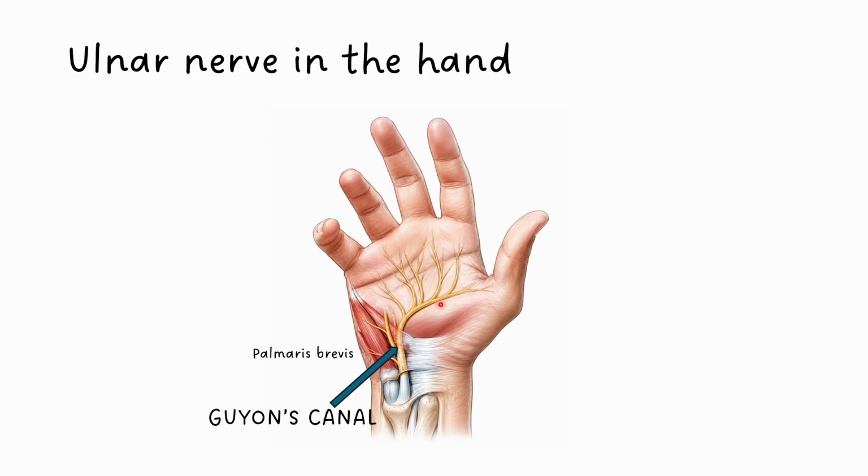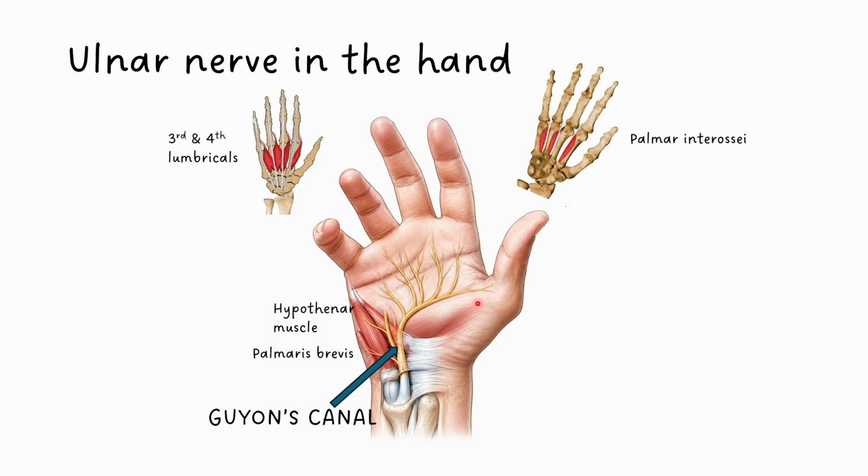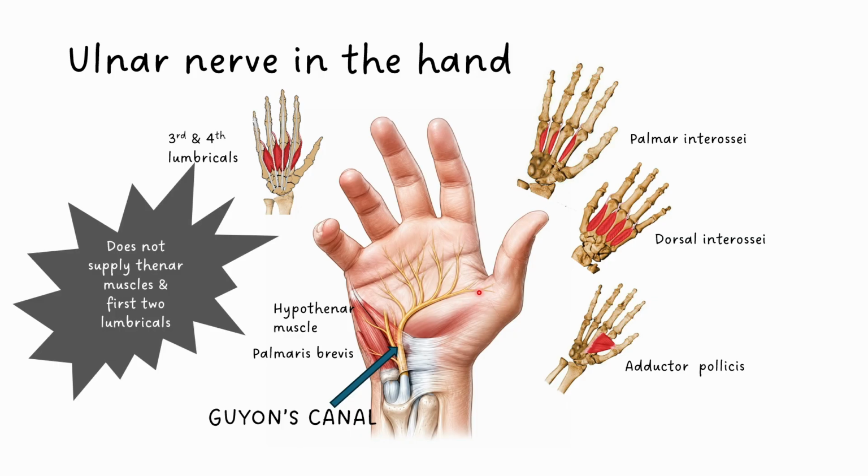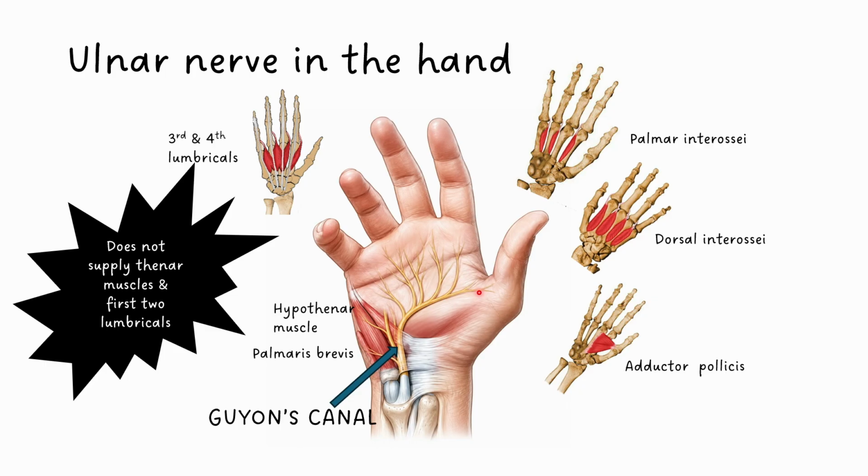This deep branch of the ulnar nerve is purely motor and supplies all the intrinsic muscles of the hand, which includes the hypothenar muscles, the third and fourth lumbricals, all the palmar interossei, all the dorsal interossei, as well as the adductor pollicis. Here you need to remember that the ulnar nerve supplies all the intrinsic muscles except the thenar muscles and the first two lumbricals.